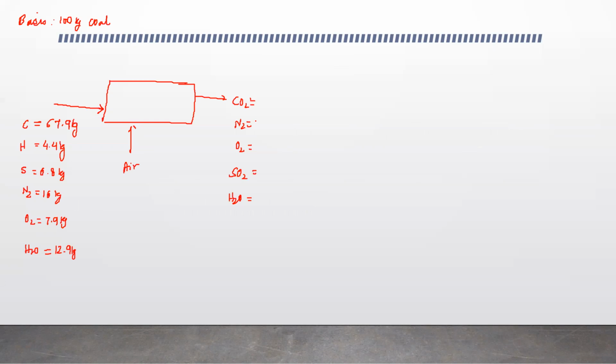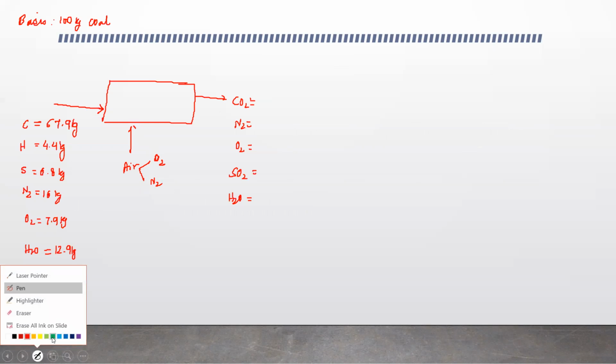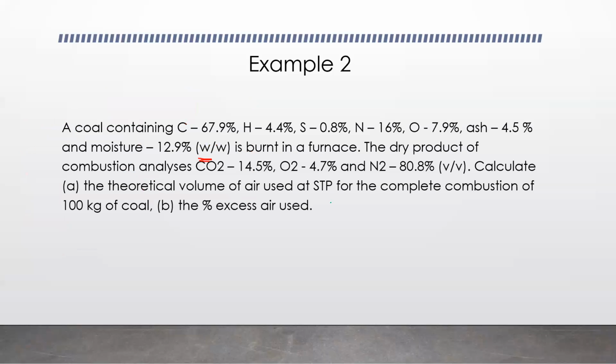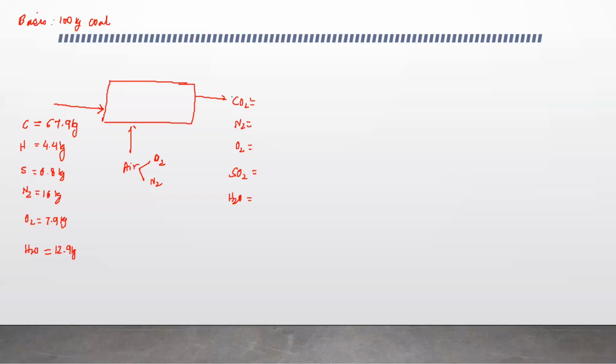So now we have to deal with whatever information we have in this block diagram. First of all, we need to fill this block diagram as usual. There is air that contains oxygen and nitrogen. This is all the information that we have from the question. And of course, we have the composition of the flue gas, the dry product of combustion, that is carbon dioxide, oxygen, and nitrogen. Let's assume that this total, carbon dioxide plus nitrogen plus oxygen, is P.